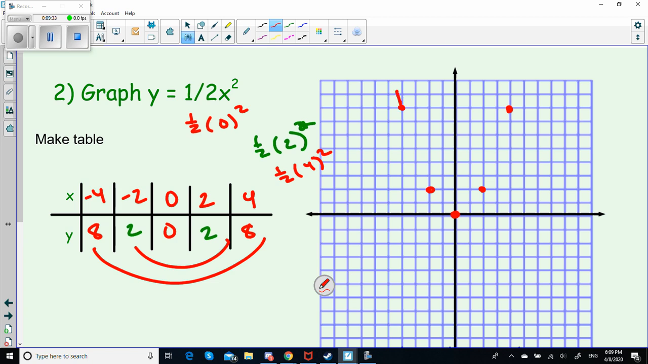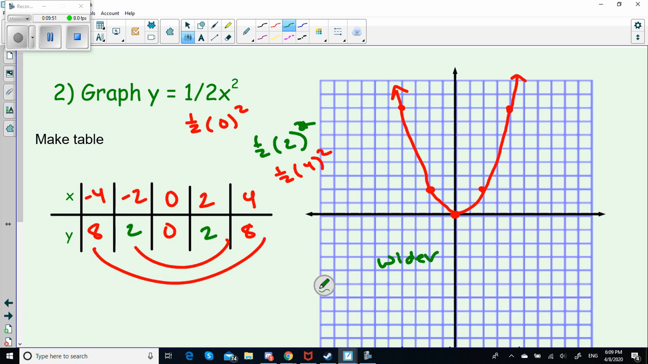Let's try to draw this and hit all the dots and not make it pointy on the bottom. Hey, that's not too bad. Hey, this one looks wider. It is wider. This is wider than the parent function. The parent function is in here somewhere inside it.